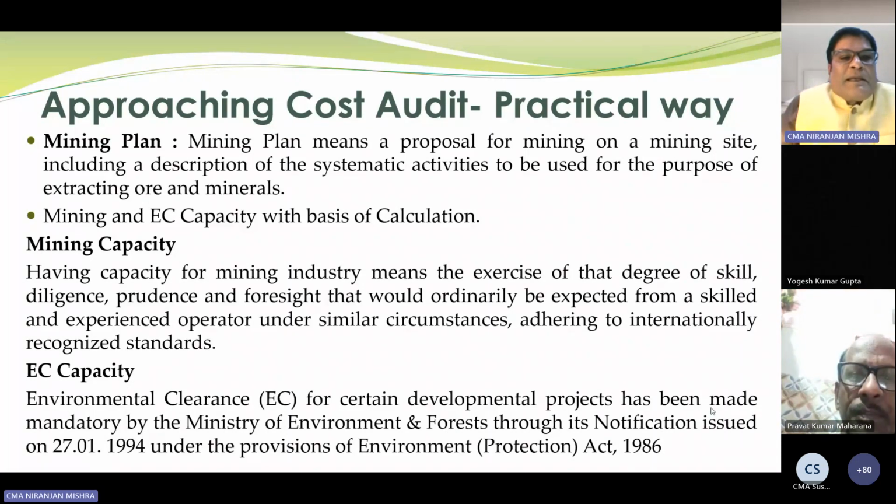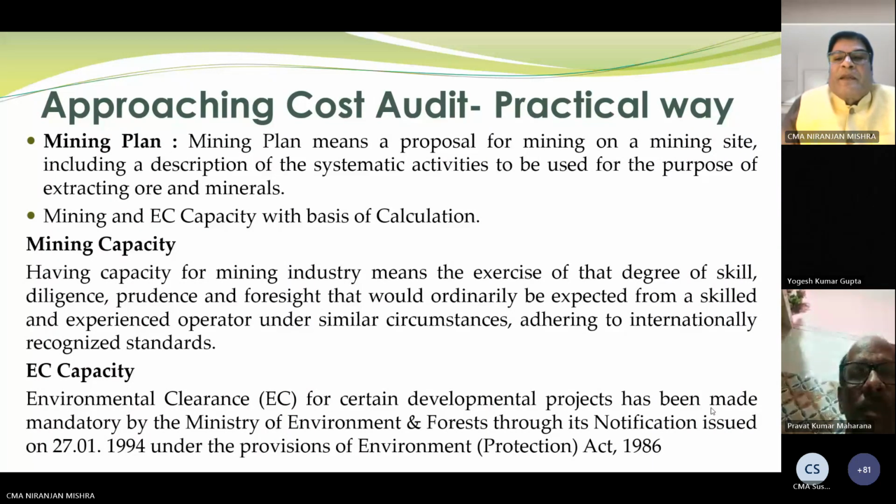Then mining and EC capacity with the basis of calculation. So what is the mining capacity? We have discussed before that, having capacity for the mining industry means the exercise of that degree of skill, diligence, prudence, and foresight that would ordinarily be expected from a skilled and experienced operator under similar circumstances, adhering to internationally recognized standards.